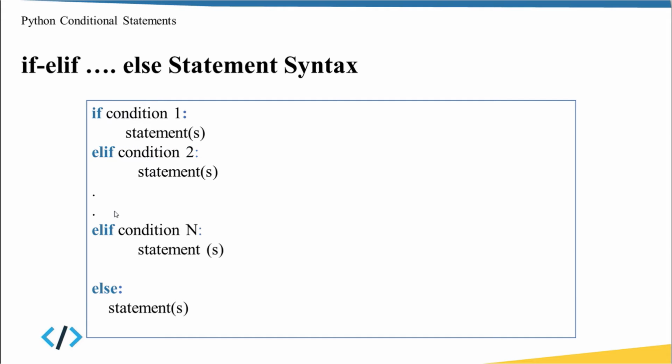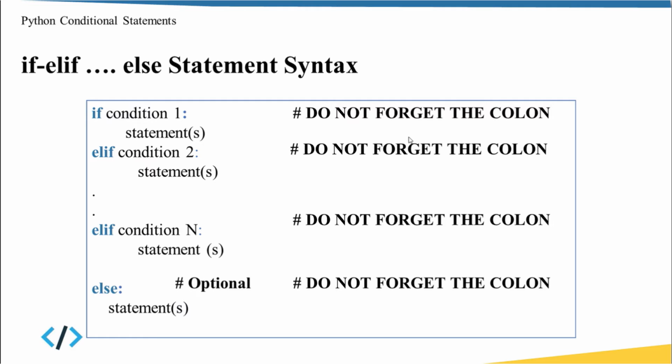These statements will be executed and then directly exit, or it will evaluate condition n. If it's true, this block of statements will be executed, else it will move to else. And finally here, if all of these conditions are not satisfied, the interpreter will execute the block of code inside the else statements. Again, please don't forget the colon beside if, elif, and else.